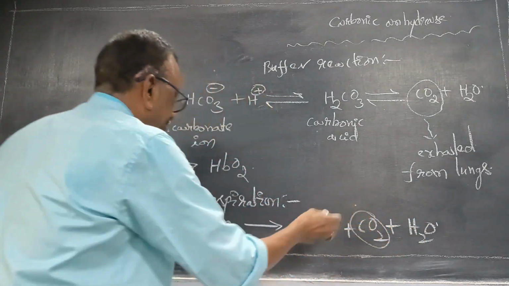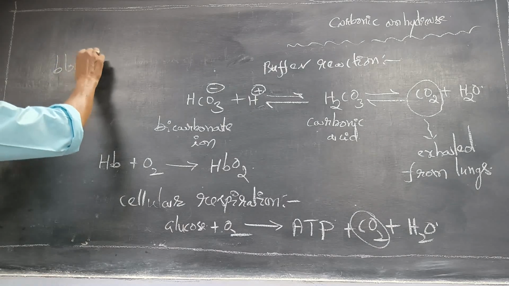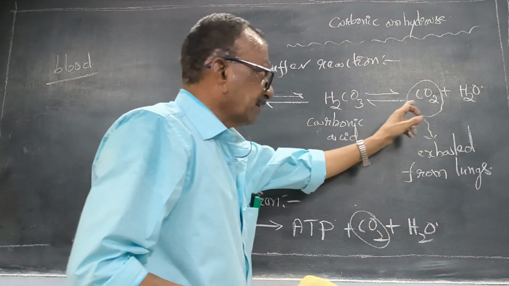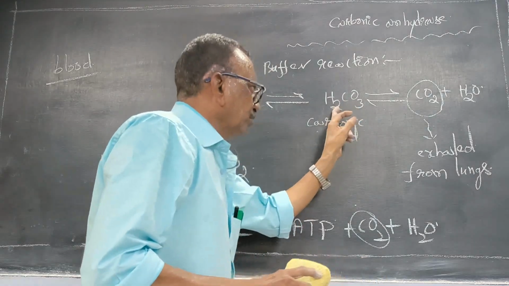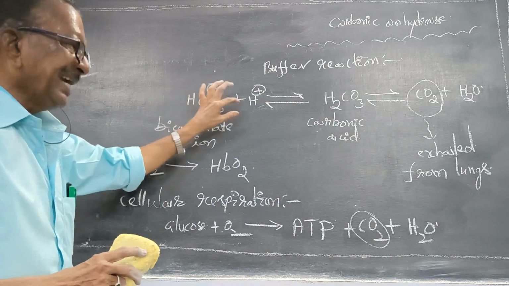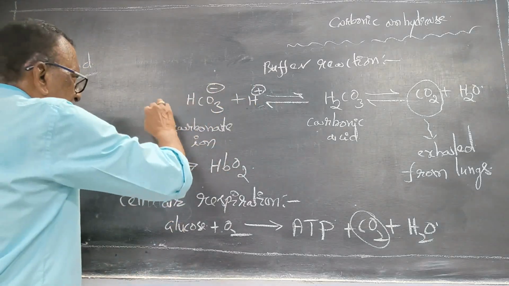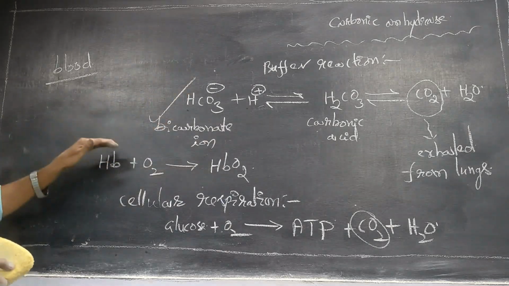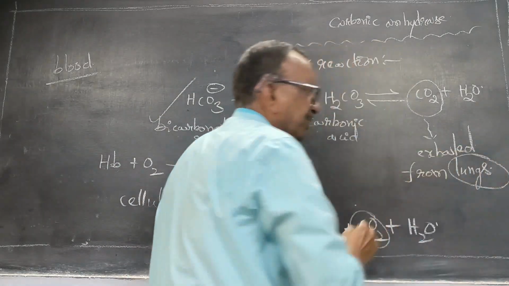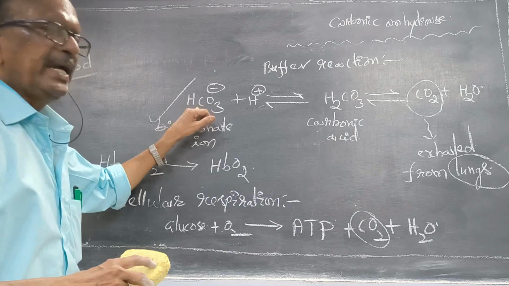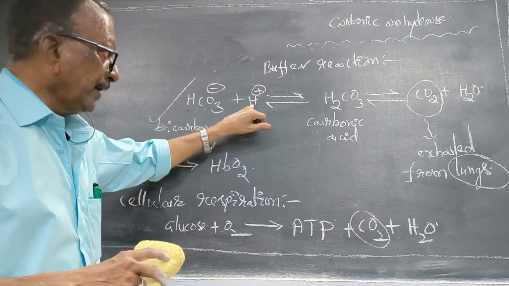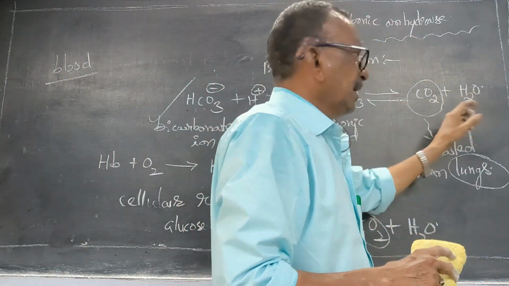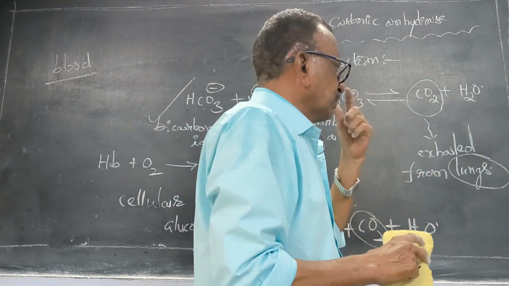This carbon dioxide dissolves in blood, and in the blood the carbon dioxide is converted into carbonic acid. This carbonic acid is split into bicarbonate and hydrogen ion. So this bicarbonate flows in the blood circulation and reaches the lungs. At the lungs what happens? Once again bicarbonate combines with the hydrogen cation and forms carbonic acid. Then it is converted into carbon dioxide and water, and carbon dioxide is expelled out through the nostrils.